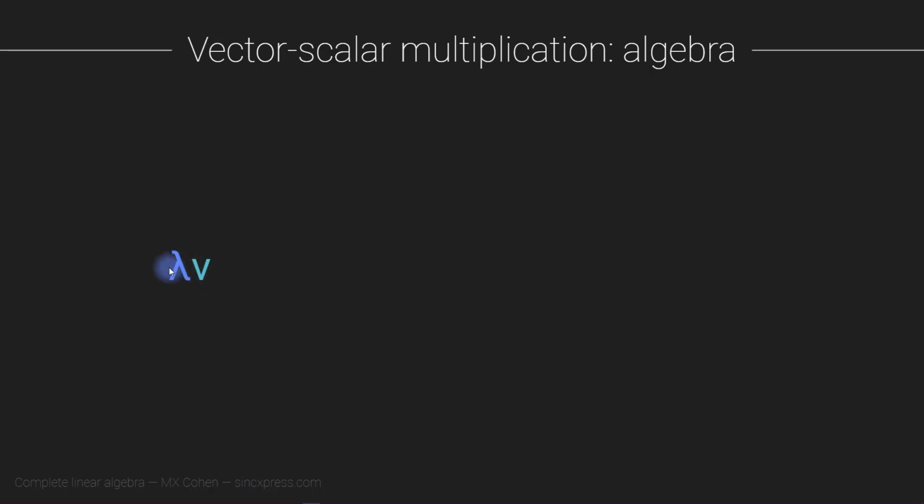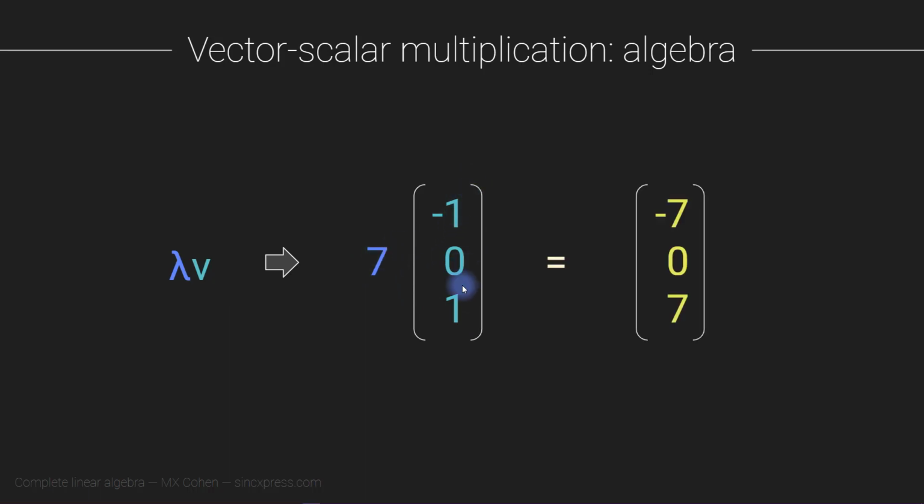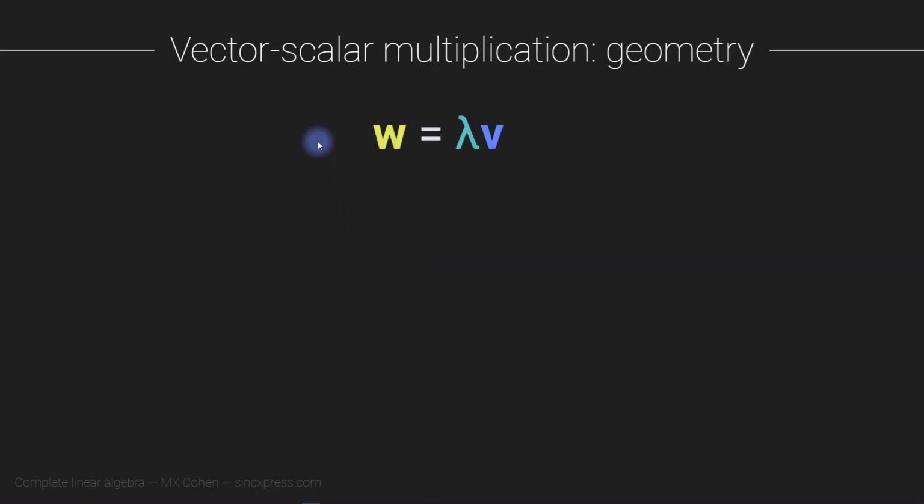So to multiply a scalar by a vector, it's really simple. So here's an example. You just multiply the scalar by each individual element in the vector. So the scalar vector multiplication of 7 and this vector becomes minus 7, 0, 7. So we just multiply the scalar by each individual element. That's pretty straightforward. Okay, now I want to show you the geometric interpretation of vector scalar multiplication.